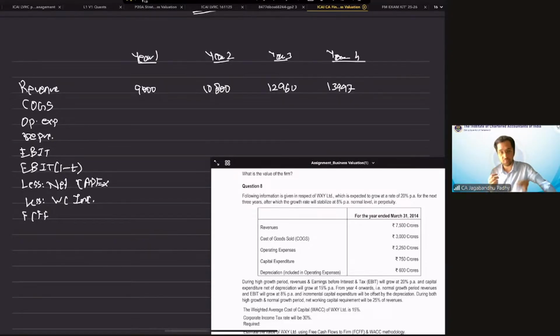Now COGS, of course, the proportion is going to remain the same. In fact, COGS is also going to increase by 20%. Operating expense is also going to increase by 20%. Depreciation is also going to increase by 20% because the question says that EBIT is going to change by 20%.